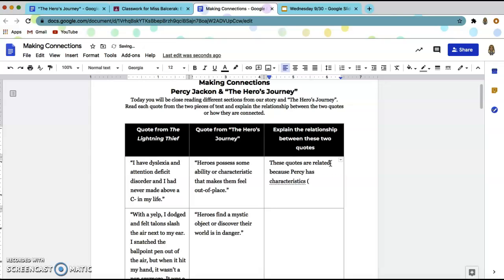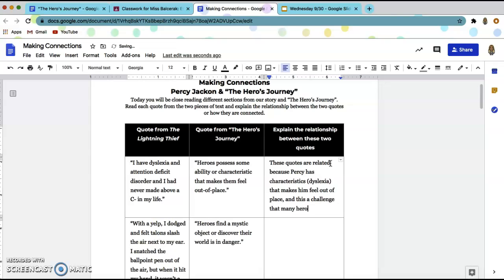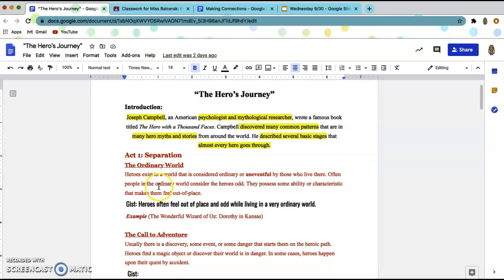And then I'm just going to put in parentheses his dyslexia, because that's the characteristic that he has that makes him feel out of place, or that he doesn't belong. And this is a challenge that many heroes face. I know that because it was in the hero's journey, and it was talking about something that a lot of heroes might go through.